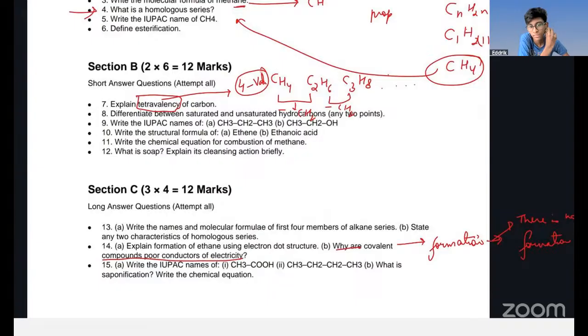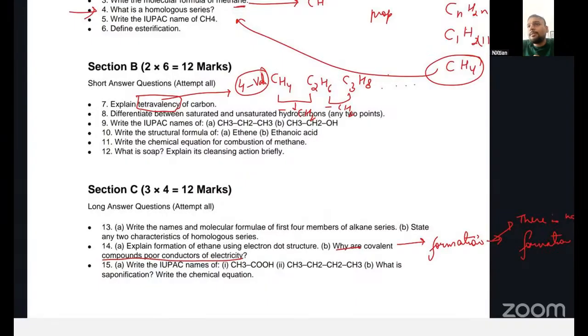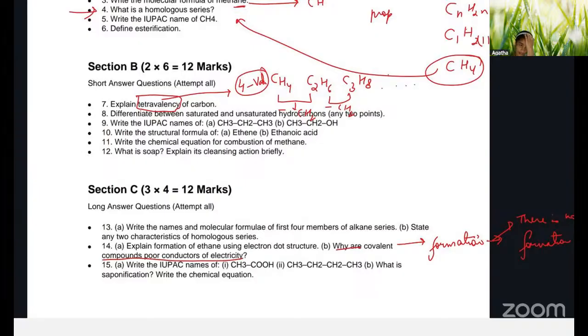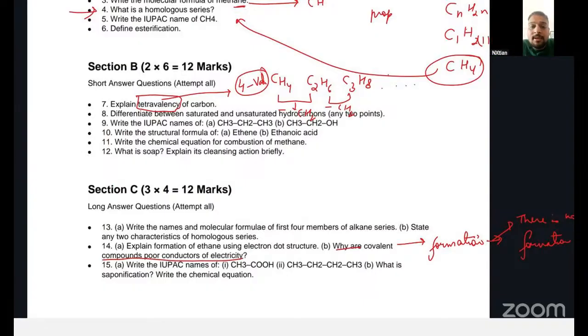Now you have to explain it well. How will you explain it well? You have to start like this: carbon has atomic number 6, electronic configuration is 2, 4. In the outermost shell it has 4 electrons, hence carbon has a valency of 4. After that you have to write that because it has 4 electrons, it can make bonds with 4 other atoms, hence it is called tetravalency. This is the answer. So tetravalency is something with 4 electrons as its valency at its outermost shell, which is the valence shell.